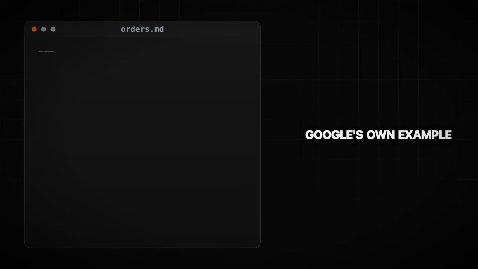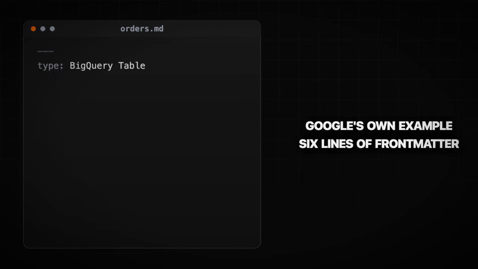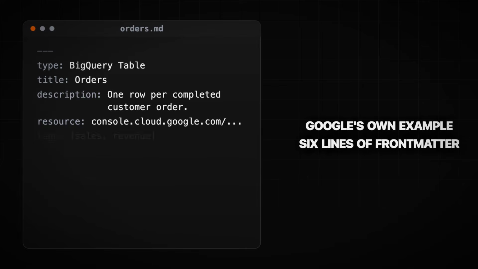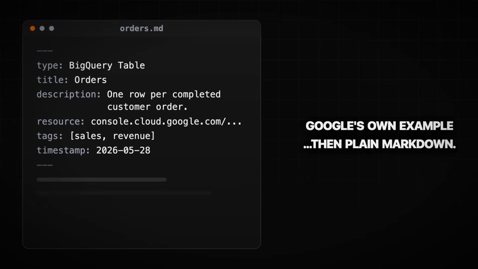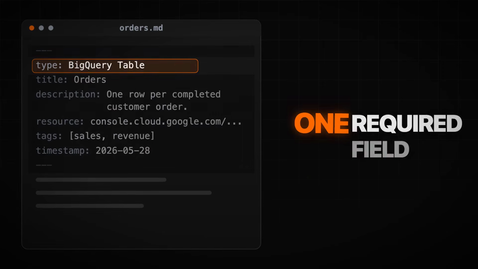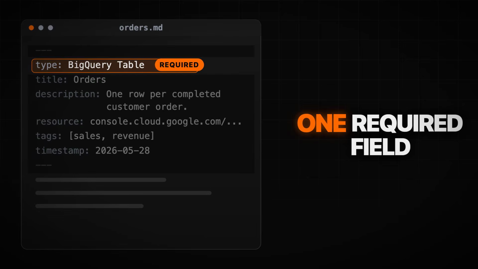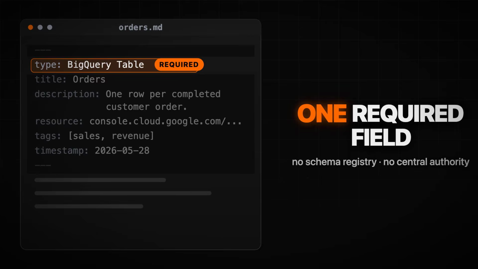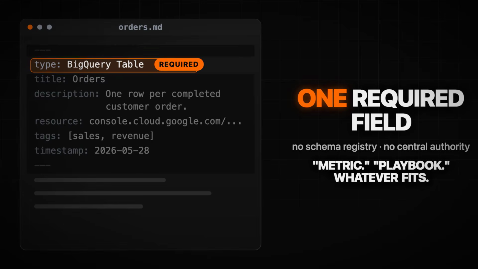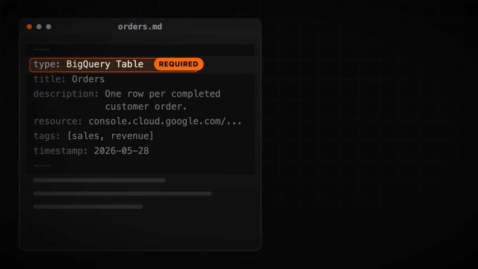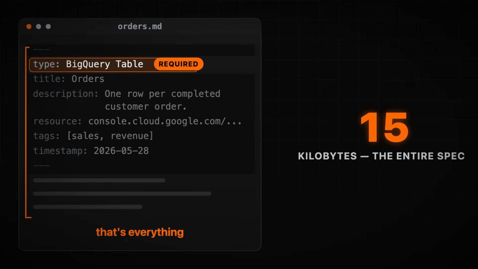Here's a complete, valid OKF file. This is Google's own example. 6 lines of front matter, type, title, description, a resource link, tags, a timestamp. Then plain Markdown explaining the concept. And of those 6 fields, exactly 1 is required. Type. That's the whole contract. There's no schema registry, no central authority for type names. You write metric or playbook or BigQuery table and move on. Skeptics on Hacker News did the math. The entire spec is about 15 kilobytes.